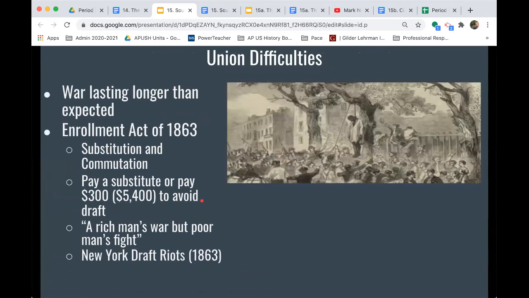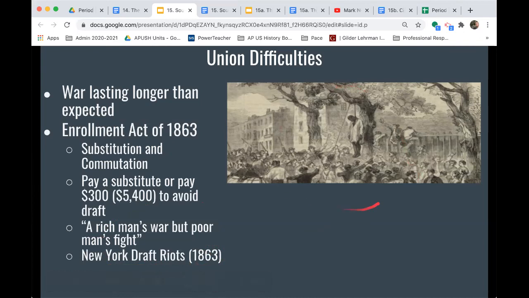So the war, of course, is lasting much longer than any side expected. By 1863, we see a new Enrollment Act in which people can pay $300 for a substitute, $5,400 in today's money. But again, by 1863, as you read about, the Emancipation Proclamation has been issued. The war is more about slavery than it was previously. Leads to the most famous that you need to know, draft resistance and the New York City draft riots.